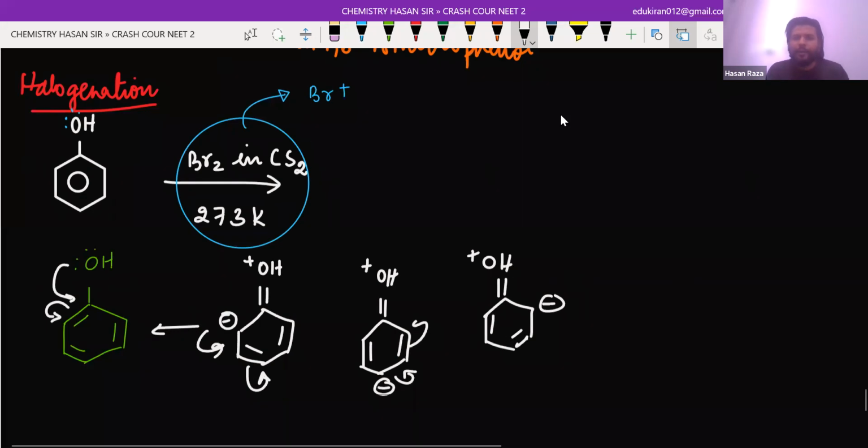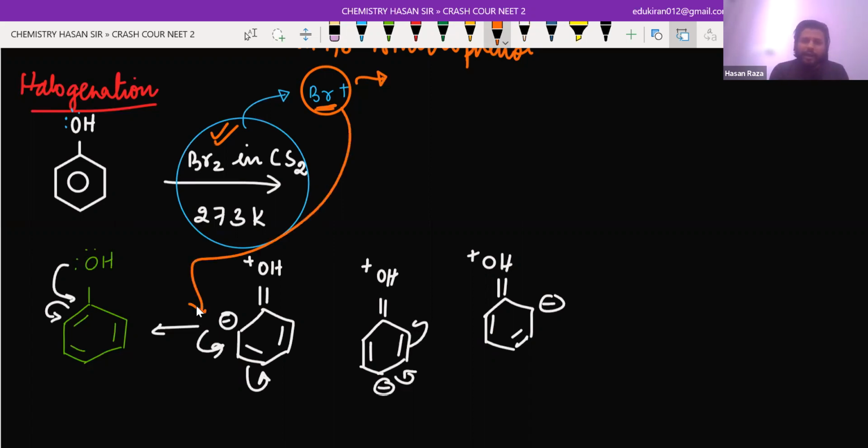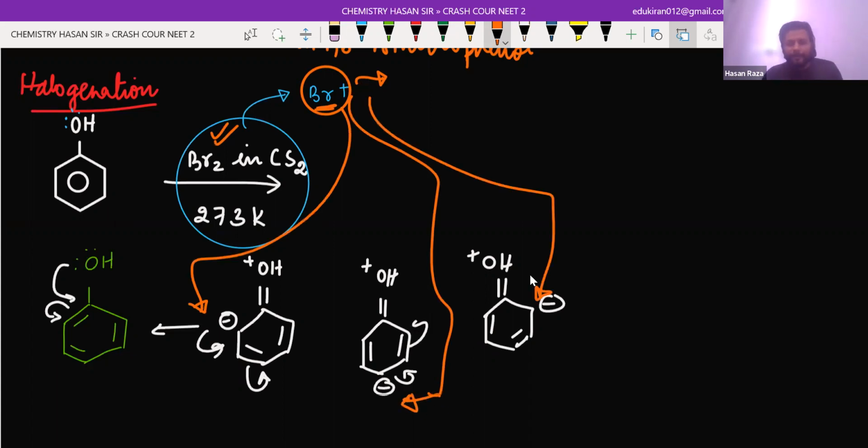Now just think that if you use this reagent, there will be generation of an electrophile, that is Br positive. What do you think? This Br positive, which is an electrophile, that means having deficiency of electron, will attack at this position, or this position, or this position, because it is the electron rich density site.